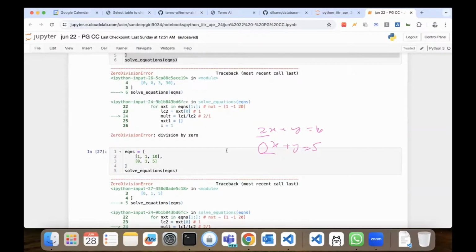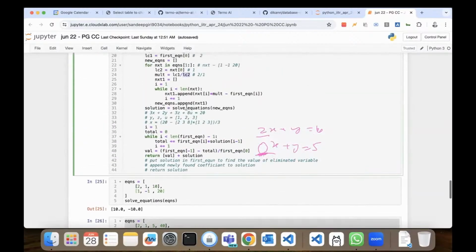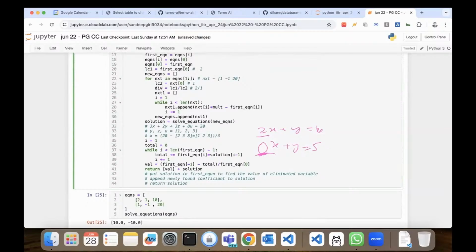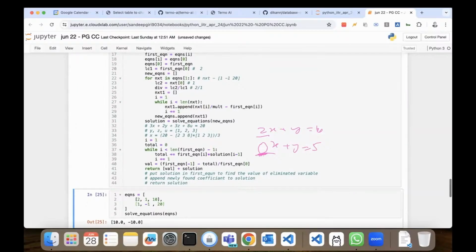So what if we do the inverse? So instead of this, if we calculate, what number should I multiply the next value with? Instead of that, if I say, what number should I divide this with, right? So I should divide this by 1 by 2, correct? And I call it div, divide by 1 by 2. And here, instead of multiplication, I do the division.